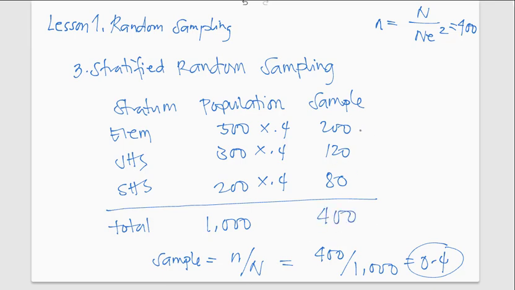Okay, so ibig sabihin, dapat meron kang 200 na sample size from elementary, 120 naman from junior high, at 80 respondents from senior high school. So, that is the process of stratified random sampling. Guys, the strata depend on your study. Depende sa research study mo kung paano mo i-divide into strata ang isang buong population. It depends upon the researcher.